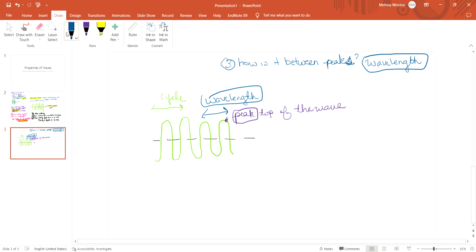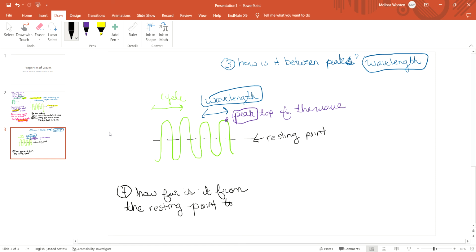And we can also ask, how far is it from the resting point to the peak? Remember, this was the resting point. From the resting point to the peak of the wave. And that is referred to as our amplitude. That is amplitude.